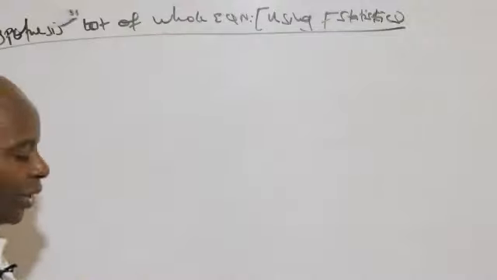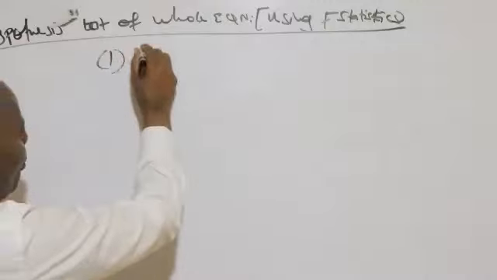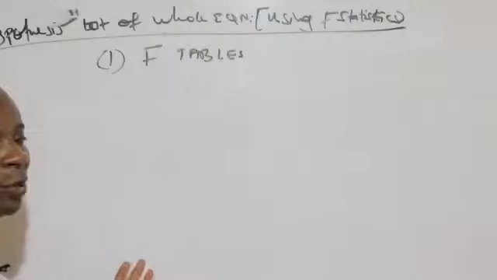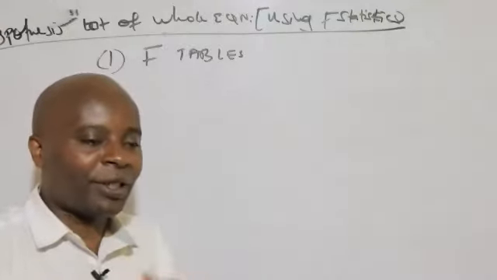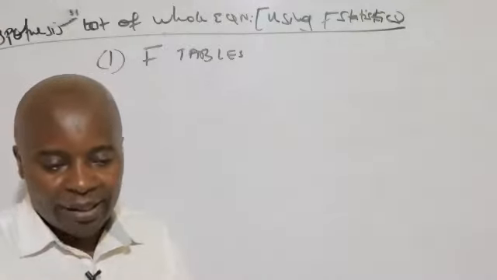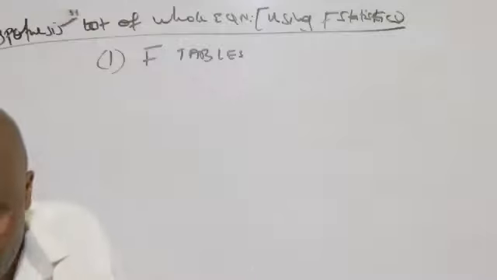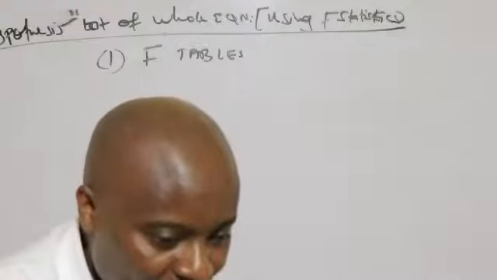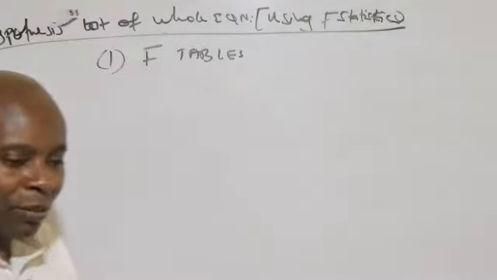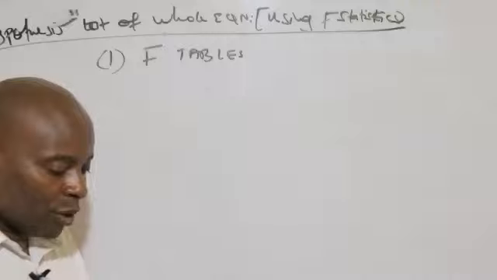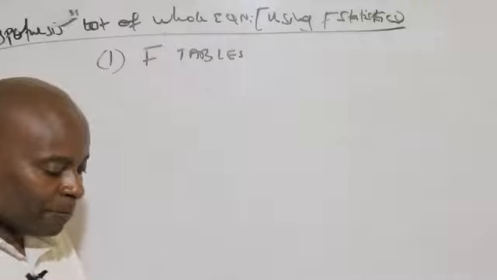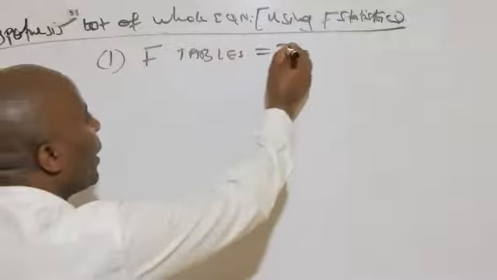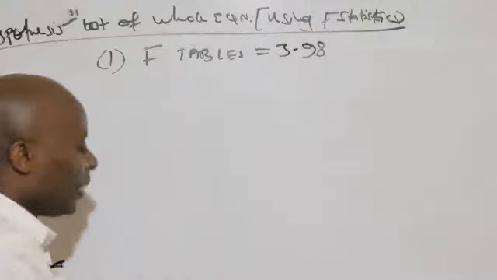And very easy. The first thing I will do is to pick the F tables figure. The F tables figure will always be given to us. Never even bother to know how to read it. So the F tables figure, ladies and gentlemen, what do we have here? They have told us the F tables figure is 3.98. Thank you very much.